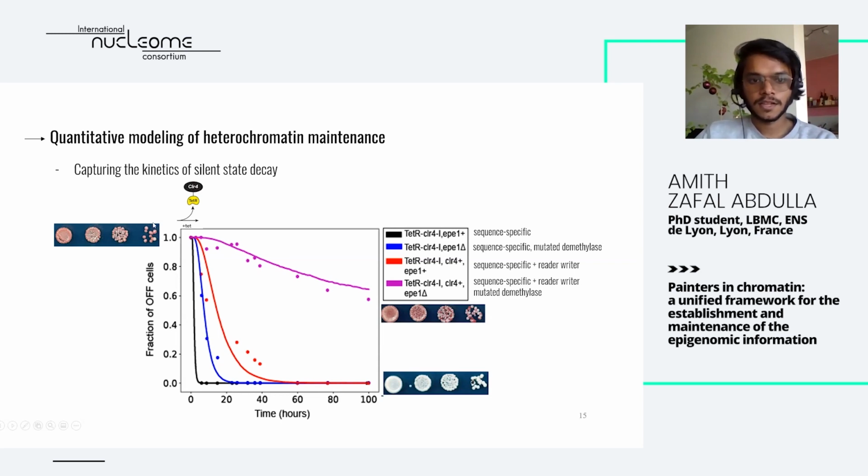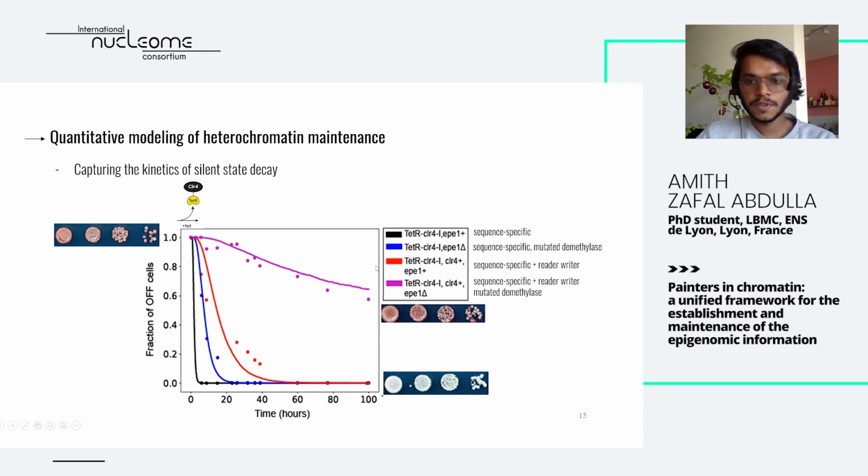So here we establish the repressive state, and at time equals 0, the sequence-specific enzyme unbinds, and we monitor the fraction of cells that are still repressed. So case 1, where we only have the sequence-specific enzyme, at time 0, the enzyme unbinds, and very quickly, in about 6 hours, all the cells turn active, and we have the active phenotype. Just to remind you, the scatter points are from the experiment and the lines are from the simulation.